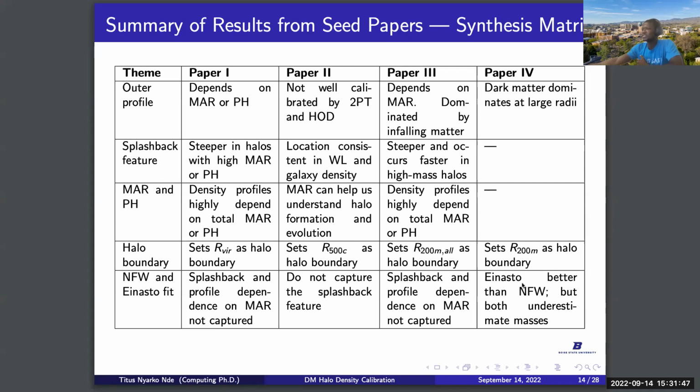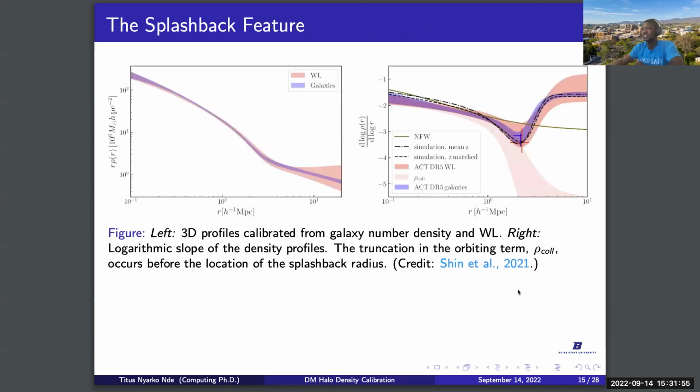Paper 4 says that Einasto is better than NFW, but both of them rather underestimate the density profiles. So this is what we are saying. This is the halo inner region. And then we have this region we call the splashback region. It is basically the region that separates the inner halo density from the outer halo density.